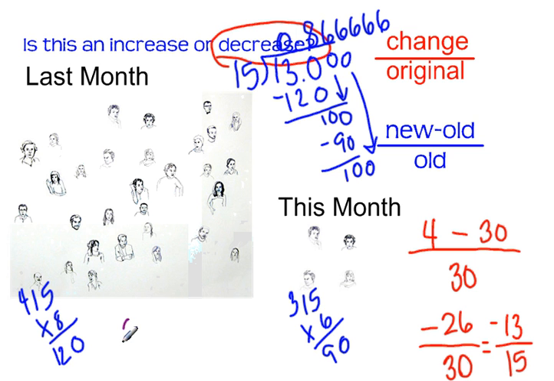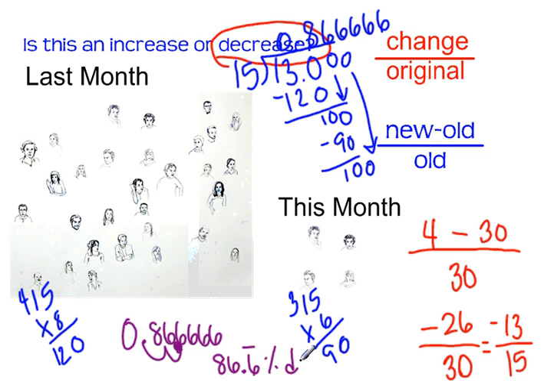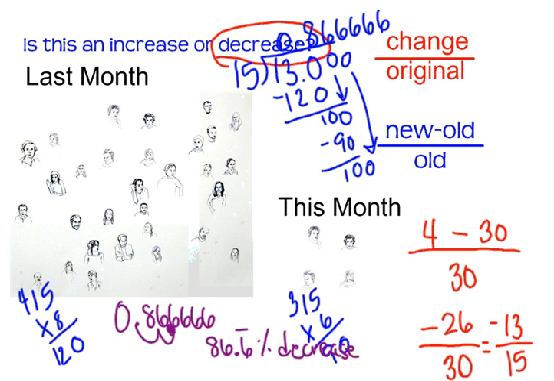So I had 0.8666. This goes on forever. If I move the decimal 2 times, I'm going to get an answer of 86.6. That's where the line goes to show that it repeats. Percent decrease. Because remember, this class went from having 30 students to having only 4. So there's my answer, 86.6% decrease.